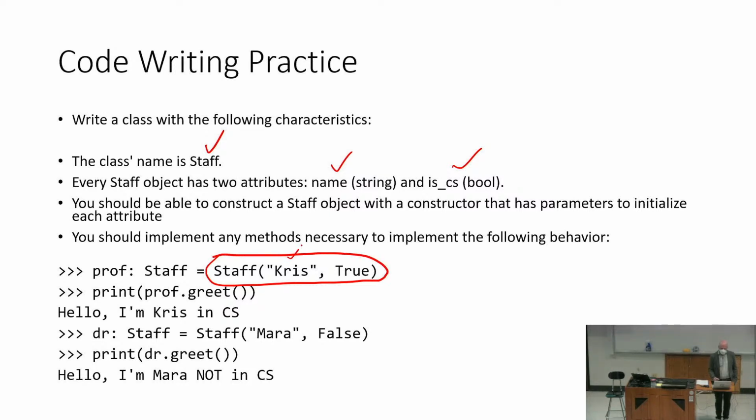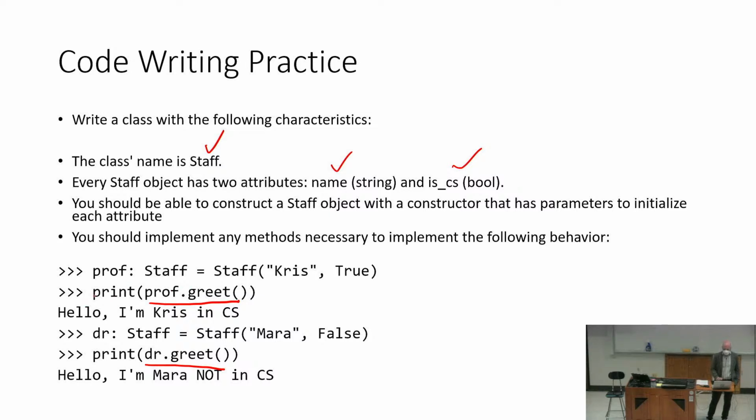And we know that this is going to be the name. This is going to be the isCS Boolean. And implement any methods necessary. So, okay, we're going to have to think a little bit more closely about our methods. Here's one method call. Here's another method call. They're named the same things. When you're looking at a method call, you're trying to discern what parameters does it need. In this case, it's only going to need the self parameter because every method needs that, but it's not going to have any additional parameters. And then you got to figure out the return type.